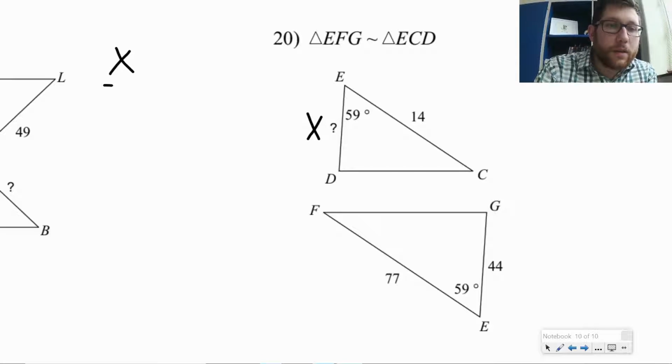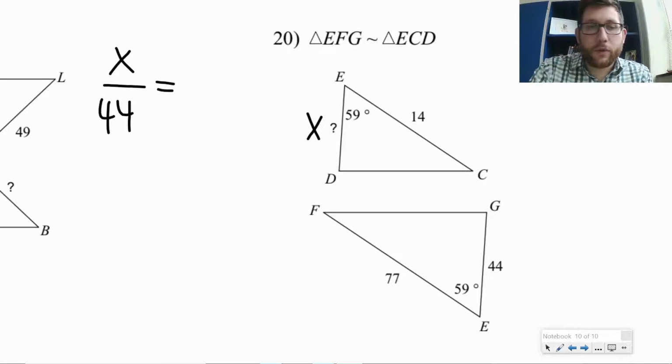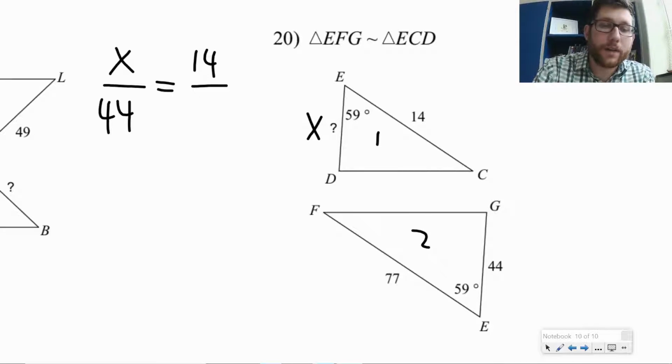X needs to match a side in the other triangle. So which side matches with x? Well, it should be pretty clear that it matches up with 44. So we're going to go ahead and put 44 right there. And then let's look at the 14. The 14, notice how we're keeping the same triangle on top. This is triangle 1 and triangle 2. We're putting triangle 1 on top the entire time. All right, and then 14 over 77.